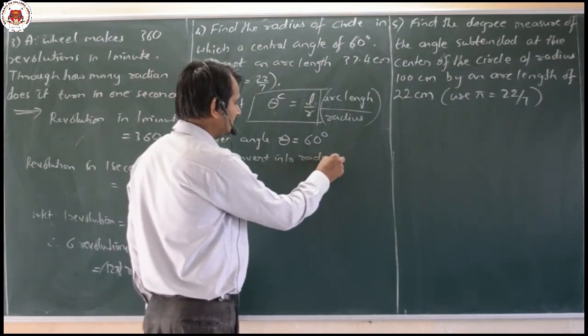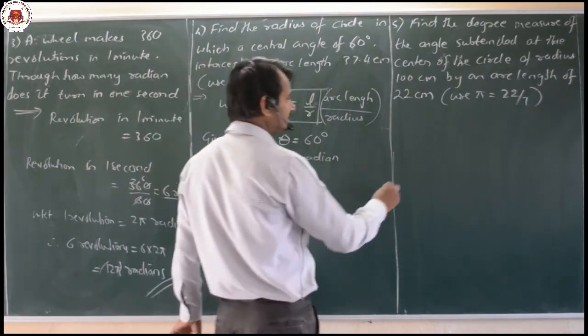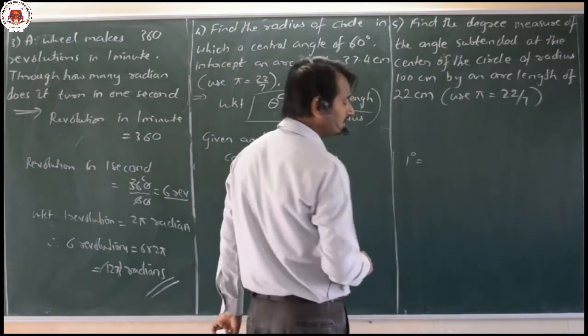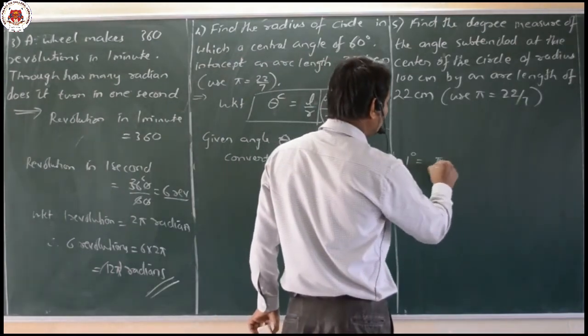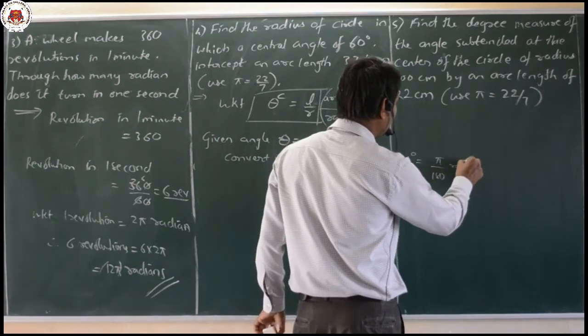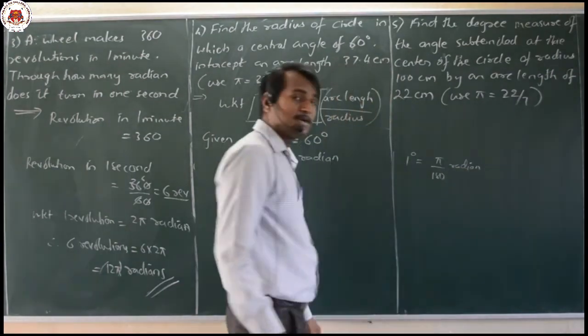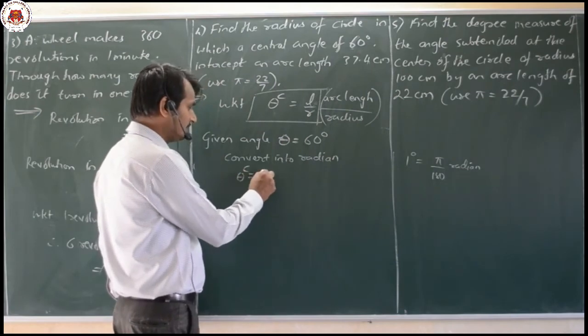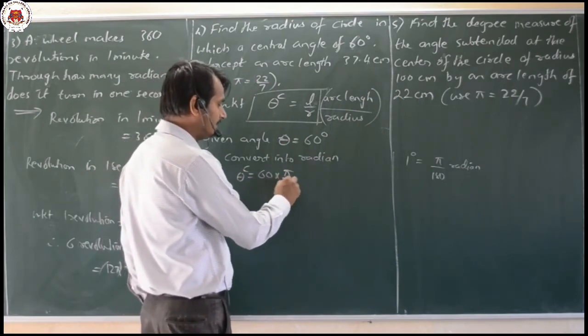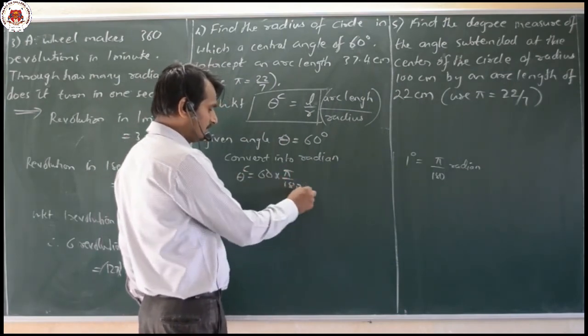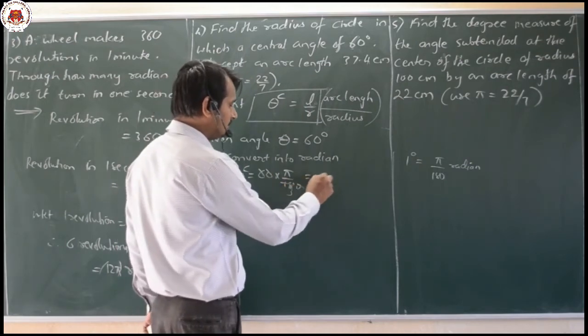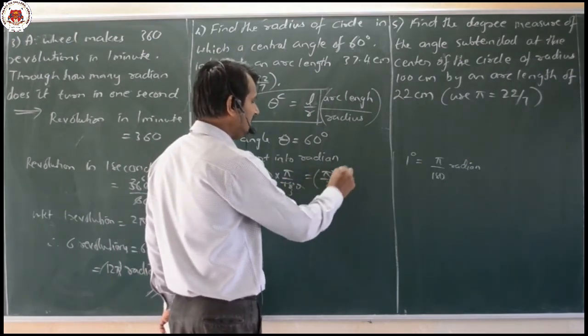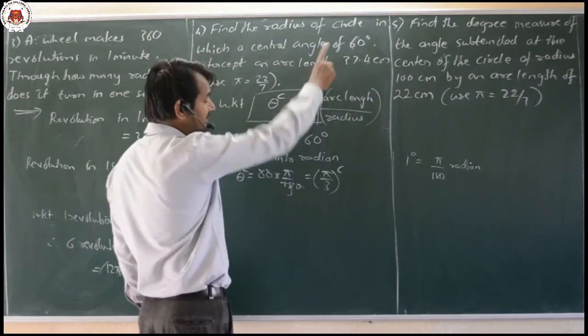Now we have to convert into radian. 1 degree is equal to pi divided by 180 radian. Substituting, theta in radian is equal to 60 into pi divided by 180. Simplifying, we get pi by 3 radian. So 60 degrees is equal to pi by 3 radian.